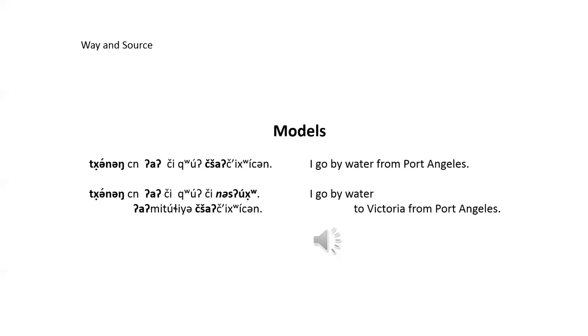Were you paying attention? They used snuch instead of quo when they said the model sentences. I hope you caught that. Anyways, the source is indicated using the cha prefix, which means come or go from, that you learned in the place expressions video. If you mention both the source and the destination, as in the second model sentence, either can go first.